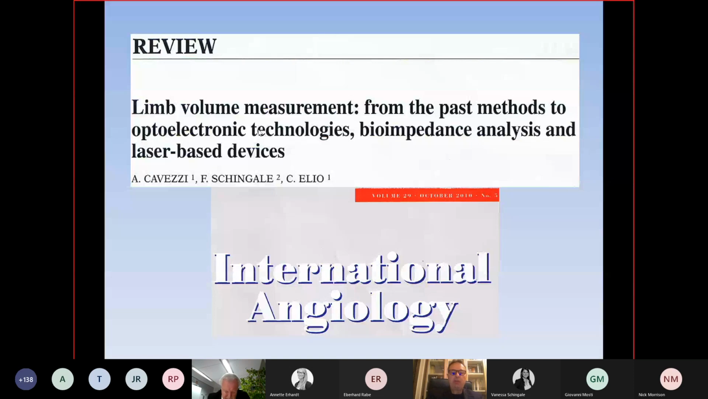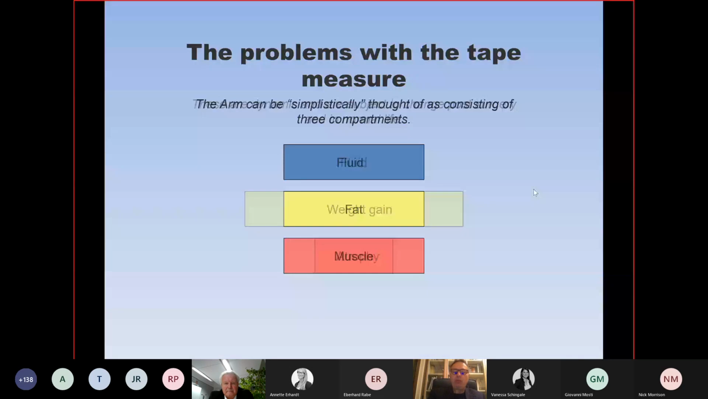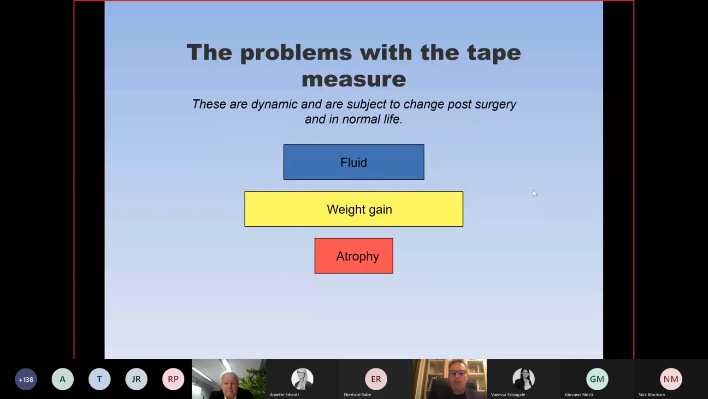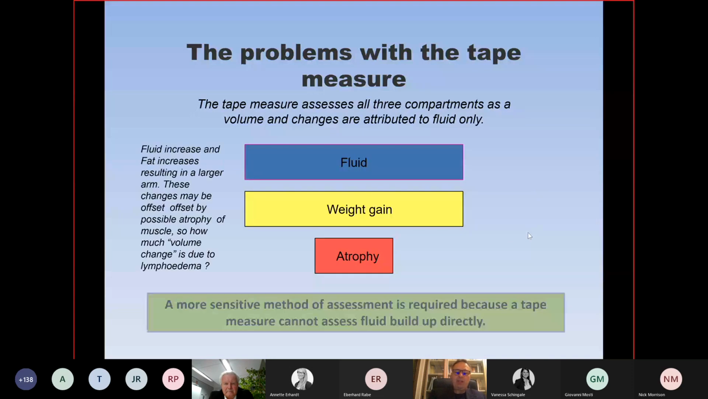With Dr. Shingale and Dr. Elio, I had the luck to publish this article trying to evaluate a few devices to investigate limb volume measurement, and somehow we spoke about bioimpedance, though we know that other methods are considered somehow the most validated ones, such as water volumetry, for example, or simple volumetry derived from circumference measurement. We have an issue. The issue with this method is that when we measure volume, we may measure, for example, fat changes, we may measure muscle changes, and not just fluid changes. That's why we probably need a more validated and more sensitive method to assess the changes of fluids, especially fluids, and not just the volume of the limb.